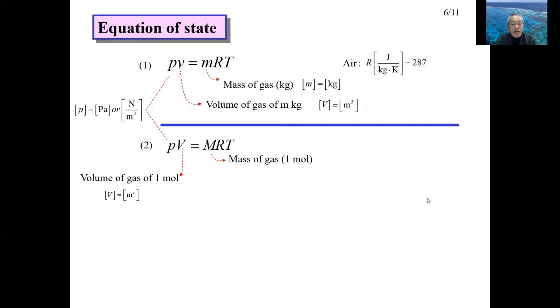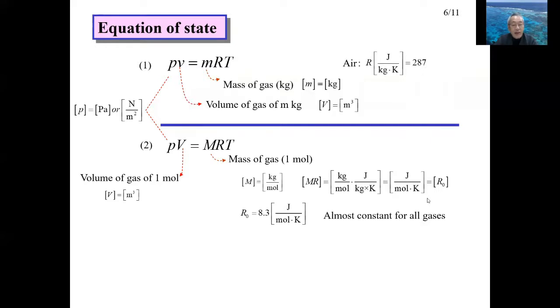The other gas constant is based on mole. It is shown in equation 2. While the small v in equation 1 is the volume of gas of m kilogram, the large V in equation 2 is the volume of 1 mole of gas. The pressure P and the temperature T are the same in both equation 1 and equation 2, and their units are Pascal and Kelvin respectively.